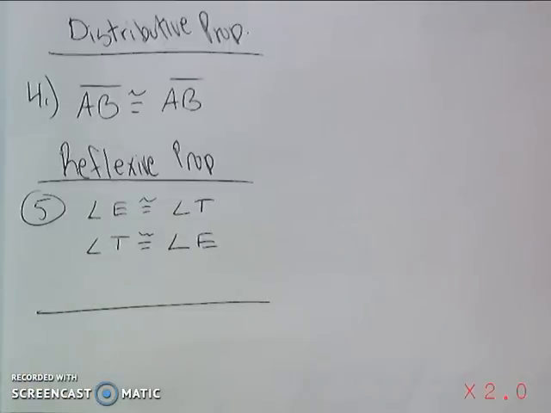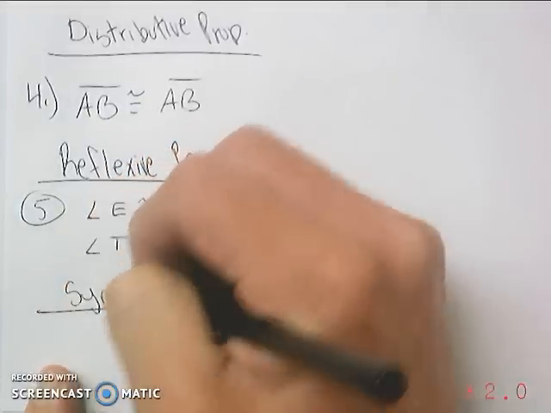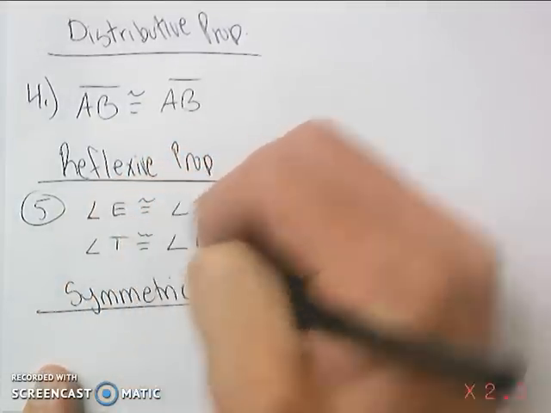Okay, so they're congruent. Number 5, very similar. These two get mixed up a lot. Angle E is congruent to angle T, just as T is congruent to angle E. This is not reflexive property. It seems like it could be, but this is actually symmetric property. These two are symmetric. We can say either direction, and this will work. So this is what we like to call symmetric property.